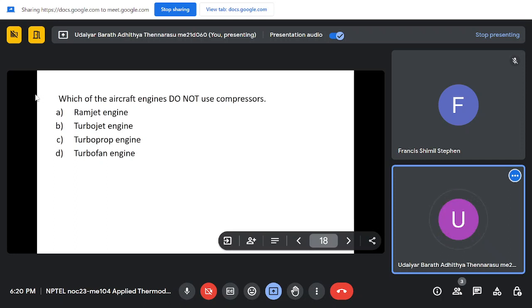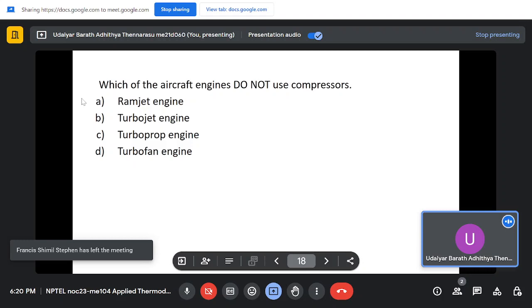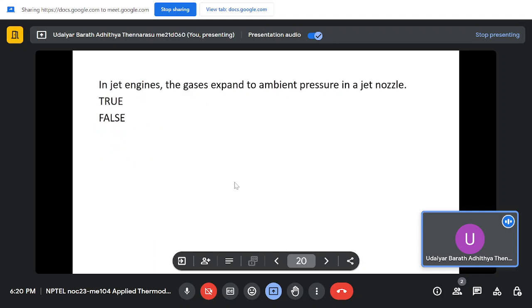So the next one is: which of the aircraft engines do not use compressors? We have seen the different types of engines: ramjet, turbojet, turbofan. Out of these, the only engine which does not use a compressor, or has no moving parts, is the ramjet engine. So the answer is option A, ramjet engine.